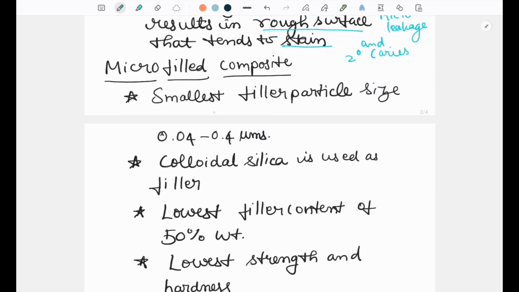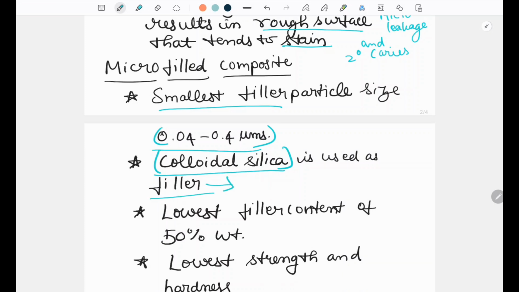So here we have the smallest filler particle size. What we have to know here is that the largest size of filler particle is not good for use. The smallest sizes of filler particles are also not of much good use. Let me tell you why. Colloidal silica is used as filler.